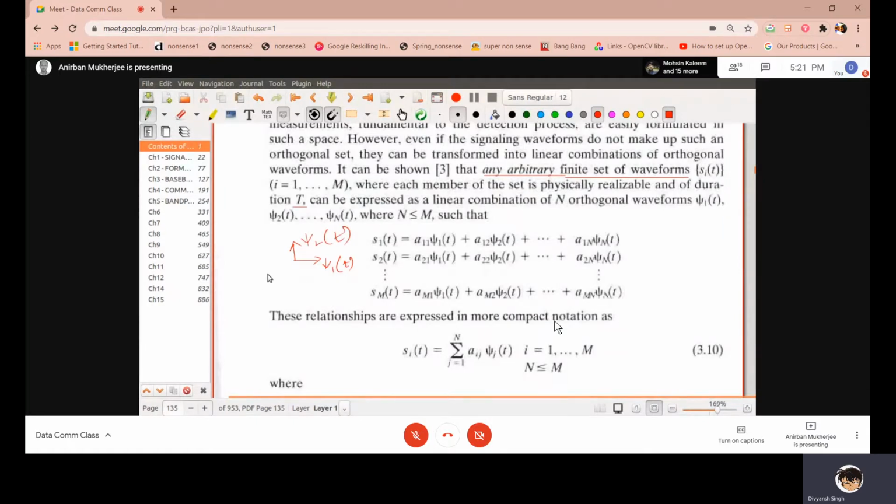Here this is the linear form, so s 1(t), s 2(t), s 3(t) are generated from psi 1(t) and psi 2(t); I can generate, say, 10 functions, and here it is only psi 1 and psi 2. So psi 1 to psi N are the orthogonal basis functions, and you have the arbitrary set of waveforms s i(t). That means you can decompose s i(t) into these basis functions, which we do many times.